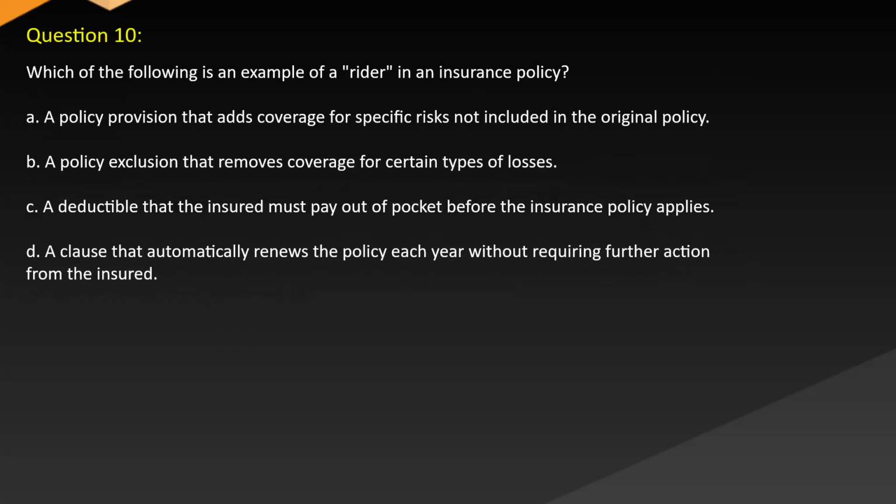Question 10. Which of the following is an example of a rider in an insurance policy? A. A policy provision that adds coverage for specific risks not included in the original policy. B. A policy exclusion that removes coverage for certain types of losses. C. A deductible that the insured must pay out of pocket before the insurance policy applies. D. A clause that automatically renews the policy each year without requiring further action from the insured.